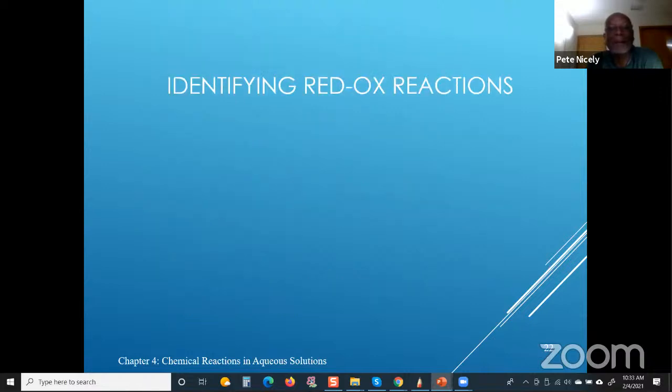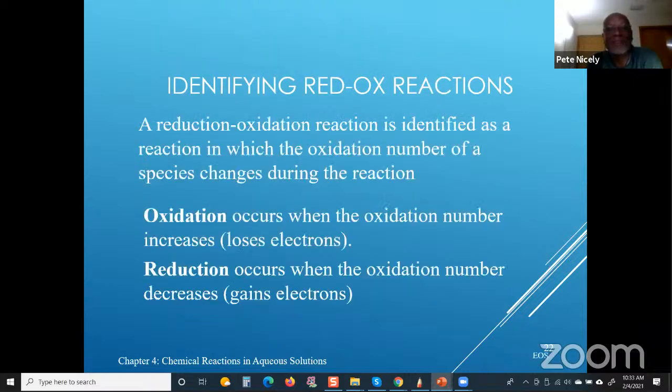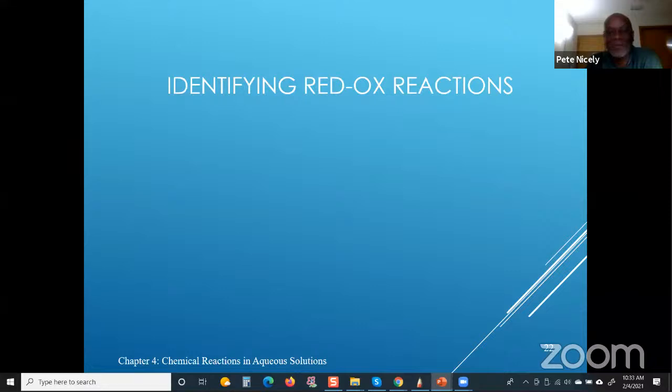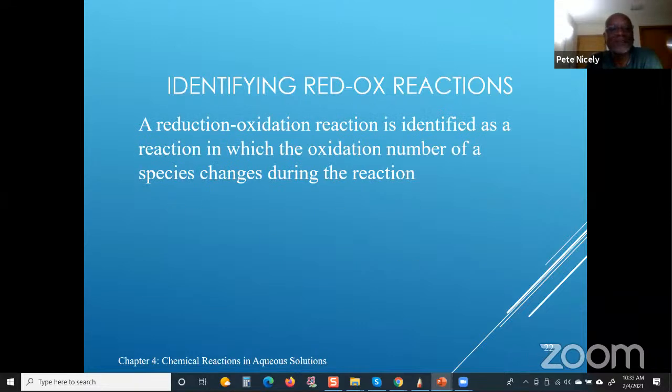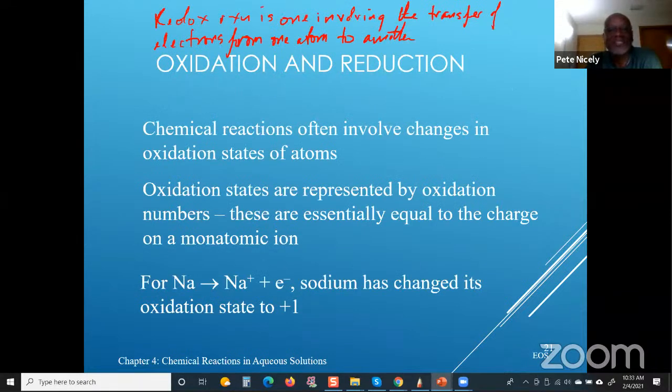So how do we identify redox reactions? By looking at whether or not you have the transfer of electrons, or by looking at the oxidation numbers. So let me briefly talk about oxidation numbers. Oxidation numbers, one way of defining them, is basically a measure of how oxidized a substance is. And I know that's a bit redundant.